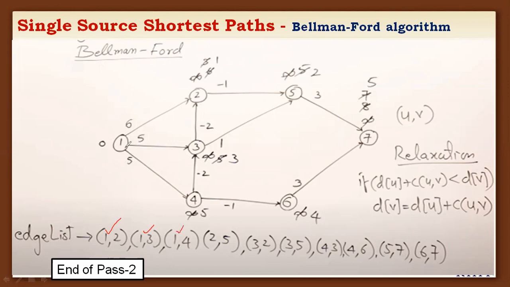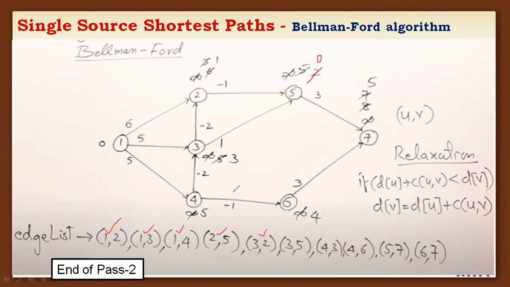1 to 4: 5 compared with 5, both are the same, no change. 2 to 5: 1 minus 1 is 0. So the path from 2 to 5 changed, and 2 is replaced by 0.